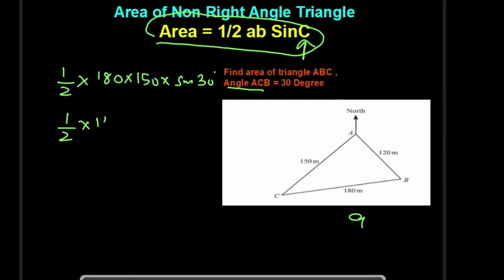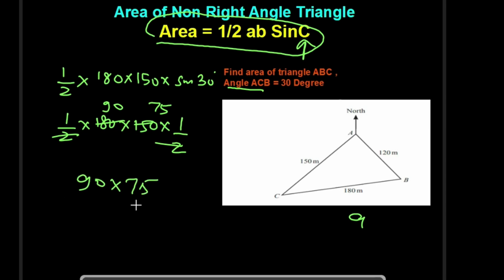So half into 180 into 150 into sine 30, which is going to be half. Okay, cancel it. This is 90, this is 75, and we can get the answer like 90 into 75.